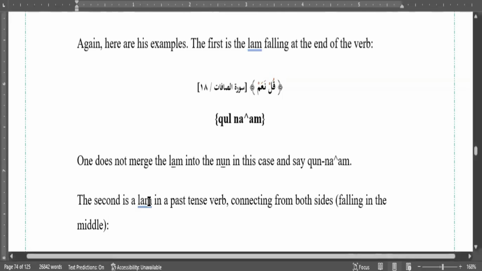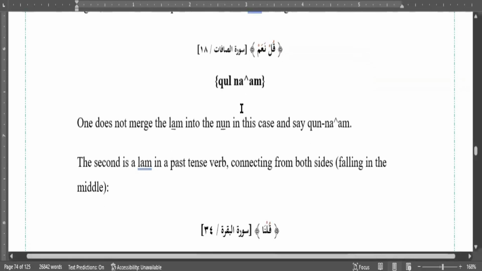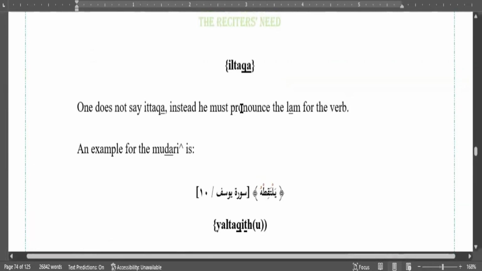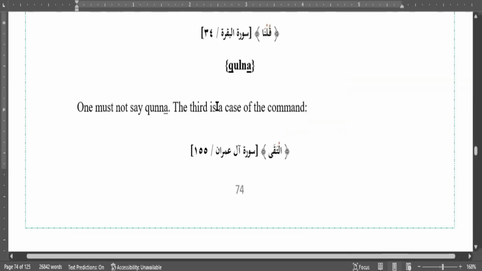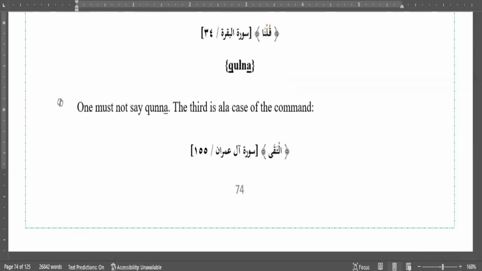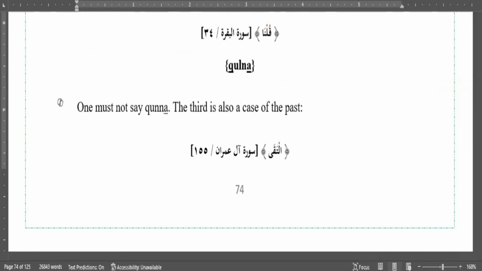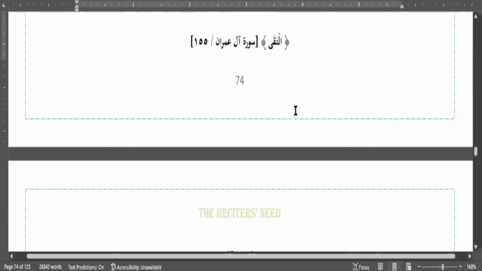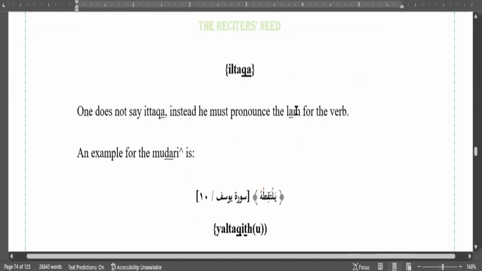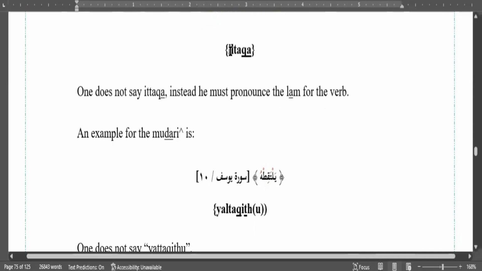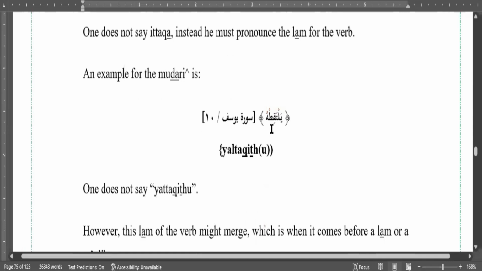Okay, so that's past tense here. Let's increase this. Bismillah. The third is we're going to say also a case of the past: iltaqa. One does not say ittaqa. Instead he must pronounce the lam for the verb. Yani, this lam of the verb he must pronounce it. An example for the mudari' is yaltaqit.